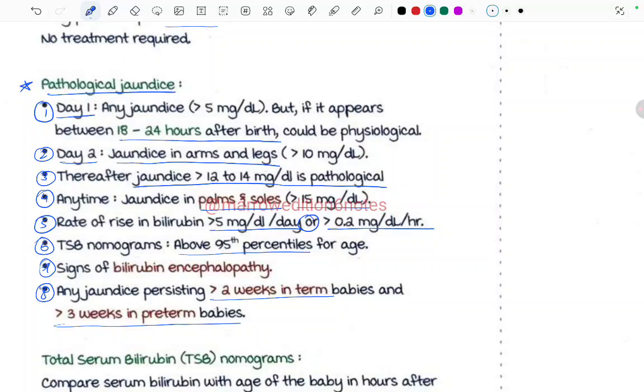If the rate of rise of bilirubin is more than 5 mg per dl per day or more than 0.2 mg per dl per hour, it is pathological. On the TSB nomogram, if it is above the 95th percentile, or there are signs of bilirubin encephalopathy, it is pathological. And any jaundice persisting more than 2 weeks in term babies and more than 3 weeks in preterm babies is pathological.